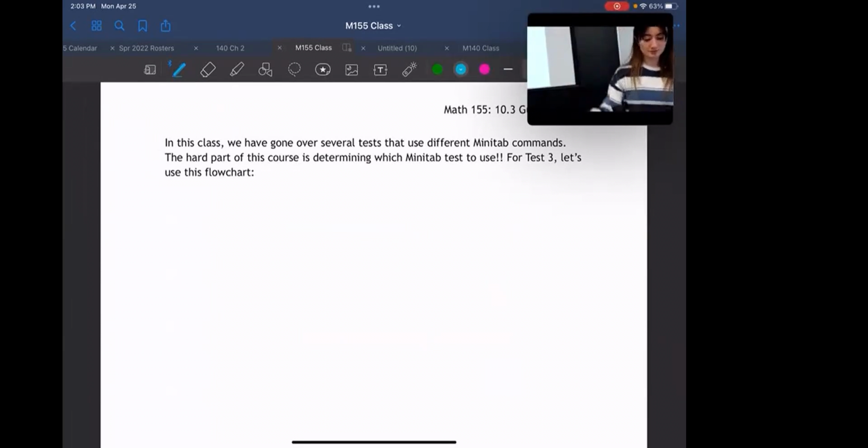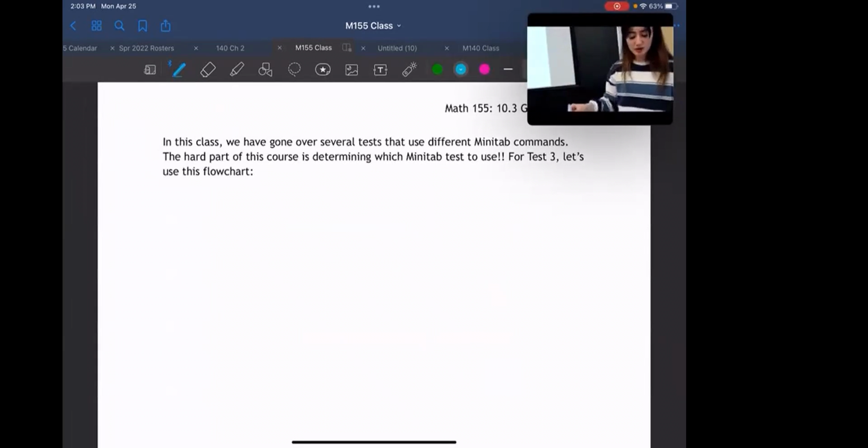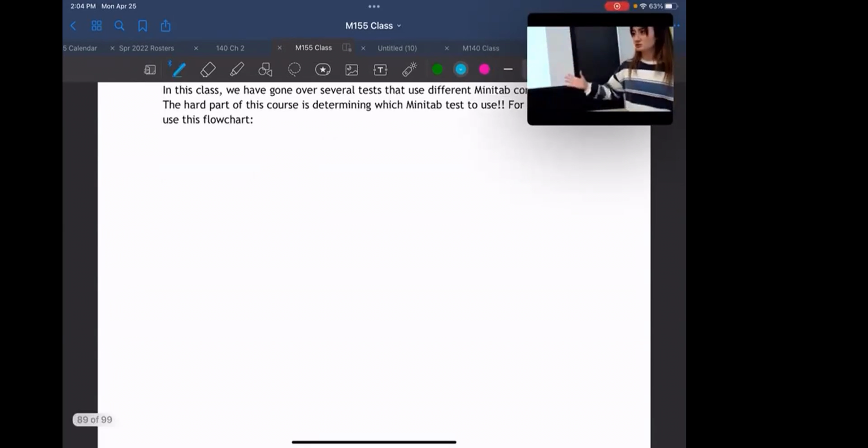All right. The way I like to think about this, and I know you can use a different method if you want to, is using a chart that basically tells you, okay, if I'm given this, I do this. If I'm given this in the question, I do this. I'm going to use a flow chart. Here's what I'm going to do.